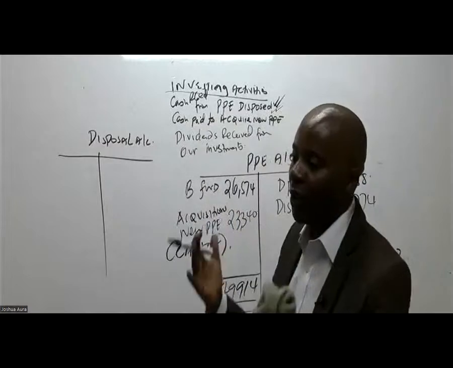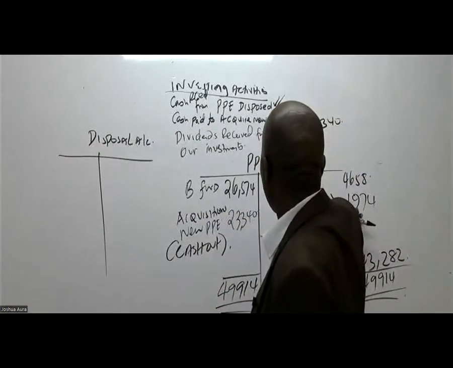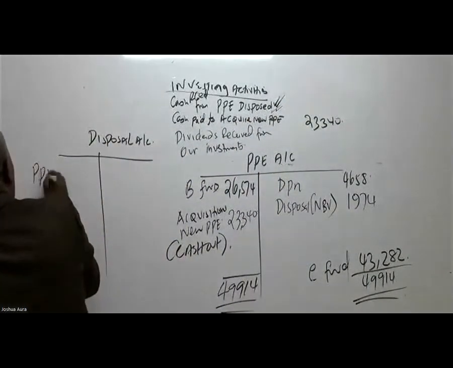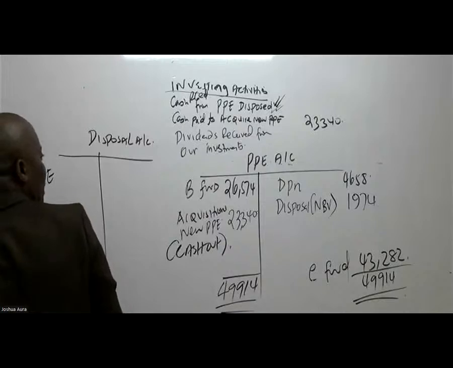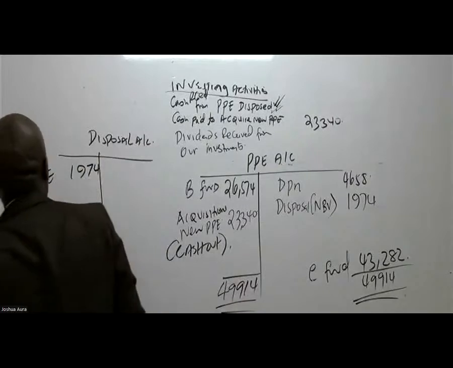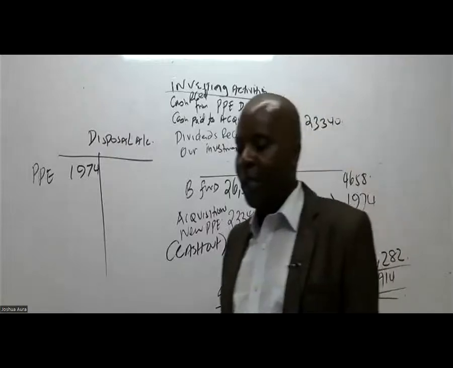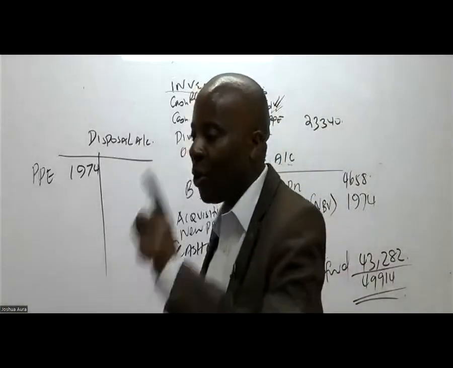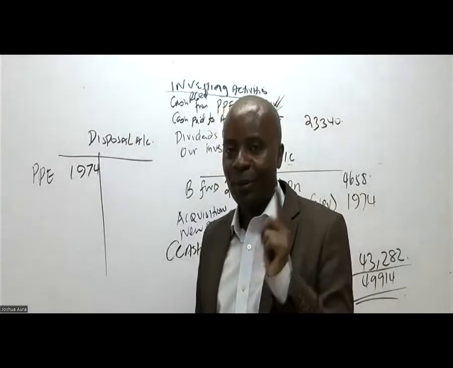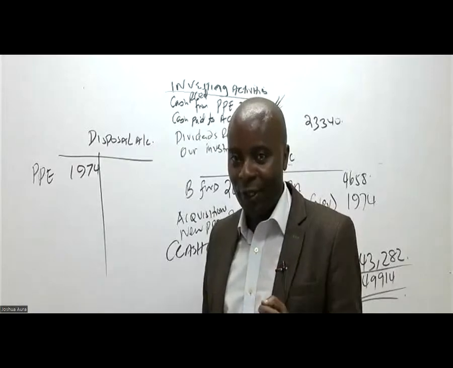The first thing we shall receive is this disposals figure from PPE. It was credited here, so here it should be debited. So I'll come and mention here property, plant, and equipment, we have 1974. From there, ladies and gentlemen, I know that my disposal should capture two other things: the gain or loss on disposal and the bank amount, the amount I received.